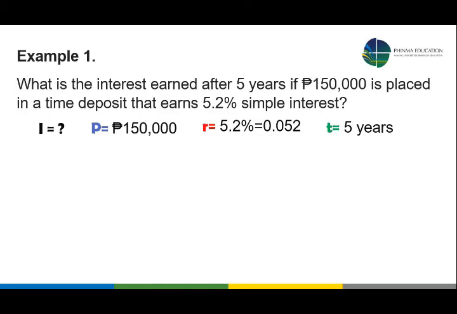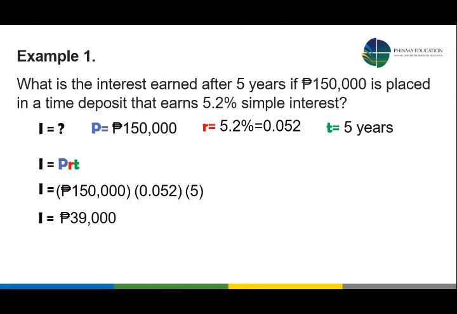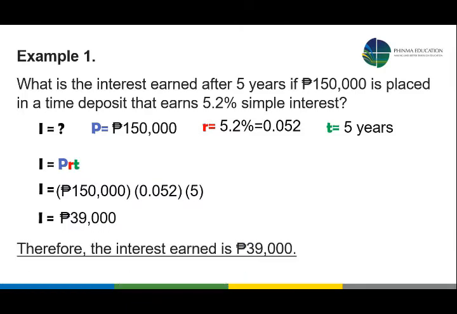So we're going to use the simple interest formula: I equals the product of principal, rate, and time. So that would be equal to principal 150,000 multiplied by rate 0.052 multiplied by 5 as its time frame. So the answer would be 39,000 pesos. Therefore, the interest earned is 39,000 pesos.